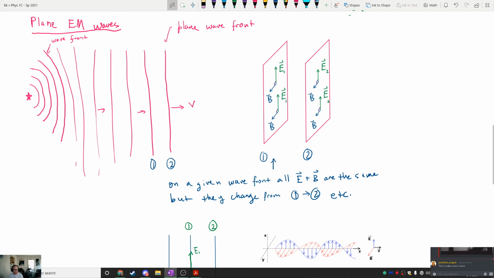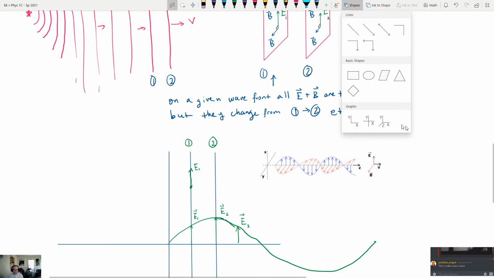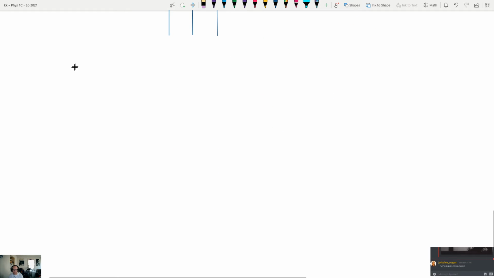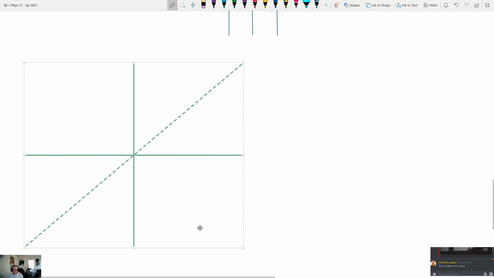Anyone have any questions about plane waves? No? So, here's what we're going to do. Can I get an XYZ axis out of this? I can, right? We'll do it like that. Here's how we're going to name our axes. This is going to be X. This is going to be Z. And this is going to be Y. Okay?